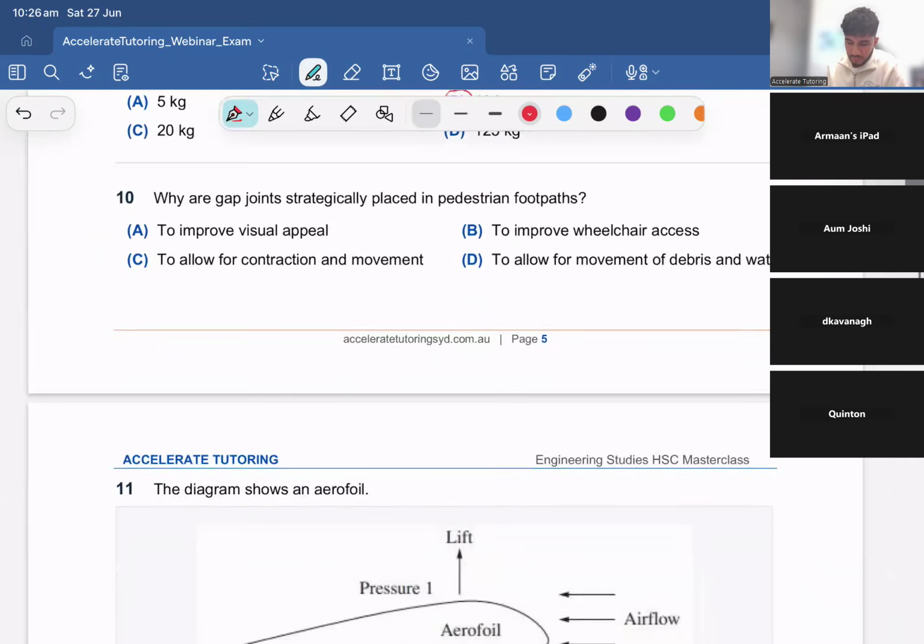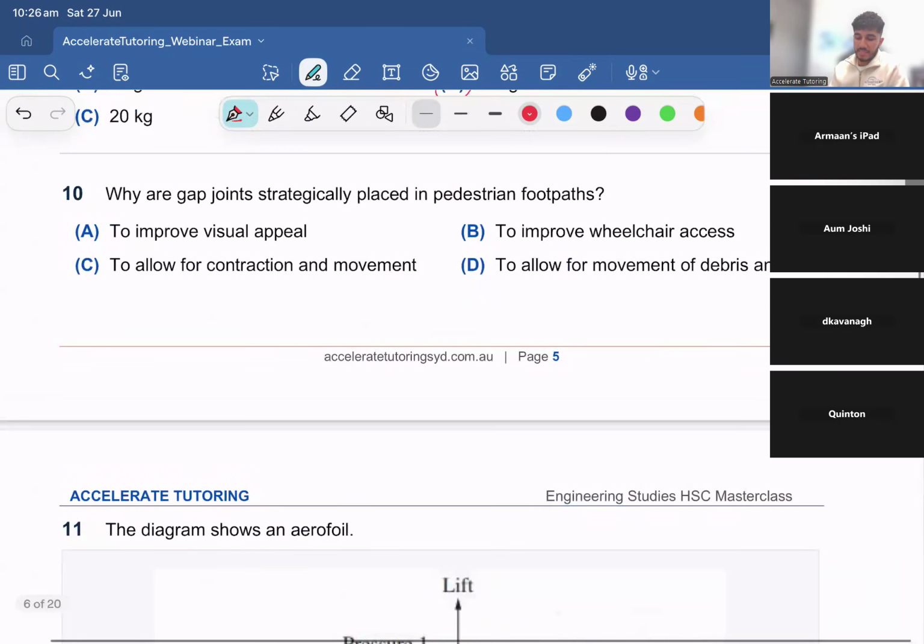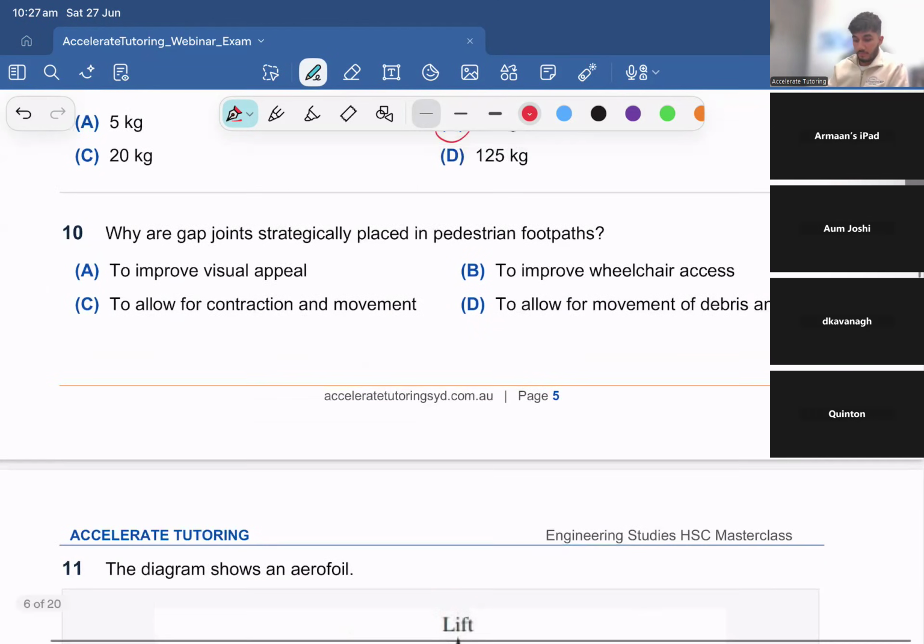Excellent. Question 10. Why are gap joints strategically placed in pedestrian footpaths? This is kind of an off-syllabus type of question. It's not really something you would expect. C? Why is it C for question 10? You're correct. You are correct. It is C. Do you want to tell me why it is C there?